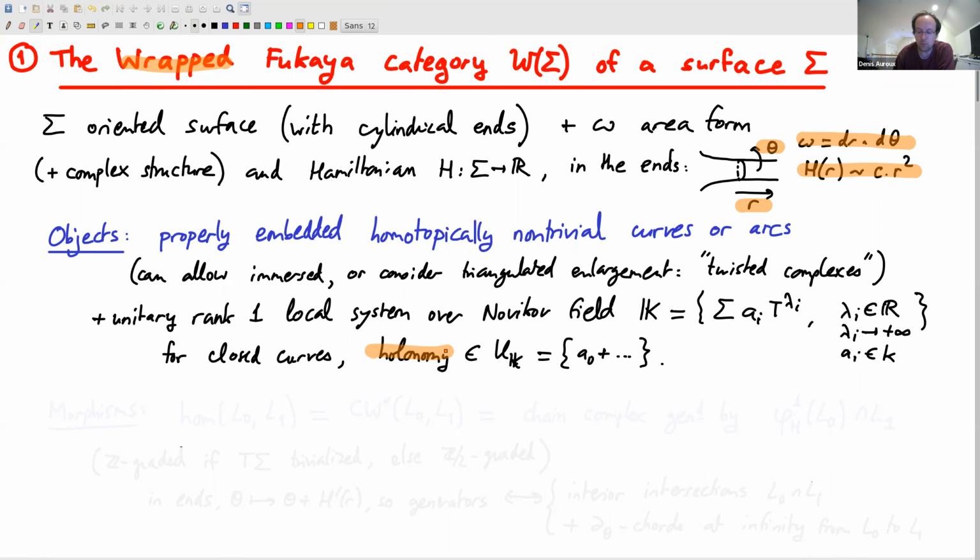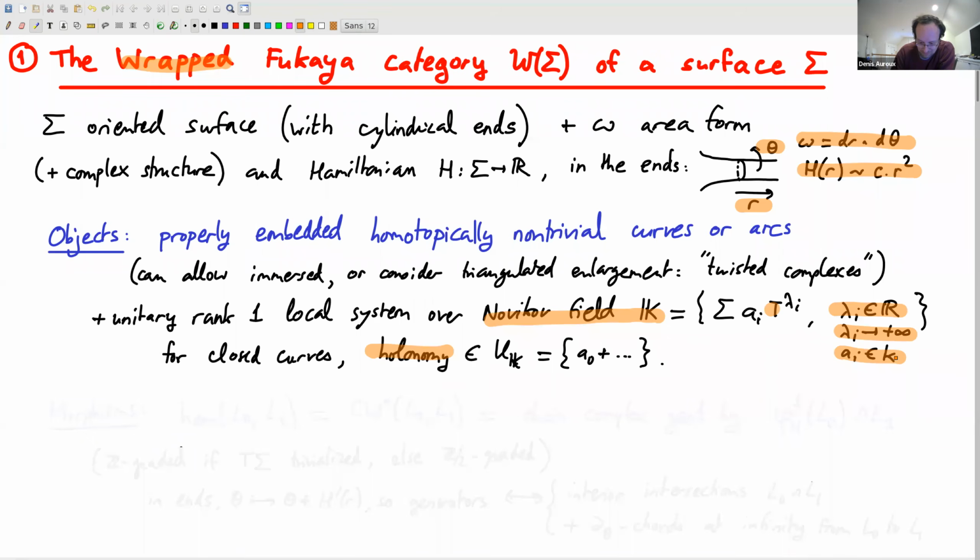Now, to be careful, I will be working over the Novikov field. This is a non-Archimedean field of power series in one formal variable t, with the particularity that the exponents are real numbers, but have to go to infinity. So we consider power series with countably many terms whose exponents, there's only finitely many terms below any given power of t. And the coefficients can be really in any field you want for this talk. Even of characteristic 2 if you wish, that's actually fine.